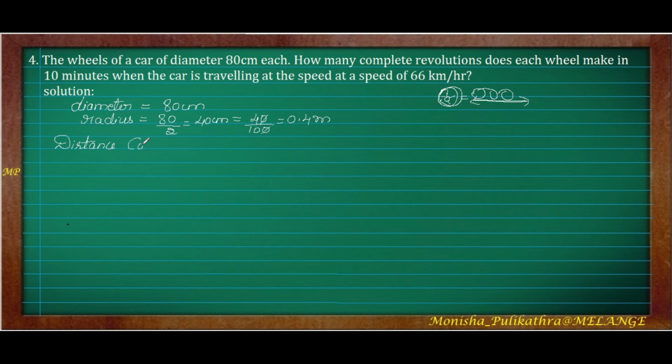So the distance covered in one revolution of the wheel. The wheel is in the shape of a circle, so the circumference of a circle is given by 2 pi r, that is 2 into 22 by 7 into 0.4. If you multiply all the numerators, you will get 17.6 divided by 7. So this is the one complete revolution taken by a wheel, that is 17.6 divided by 7 meter. Next information they have given is the speed of the car.